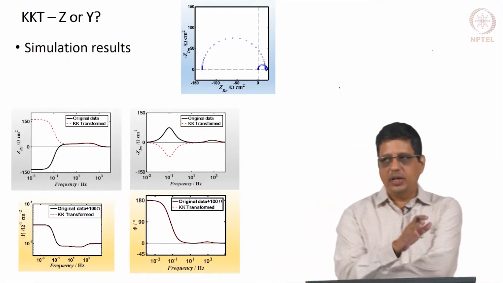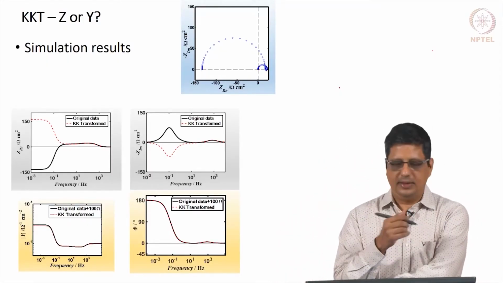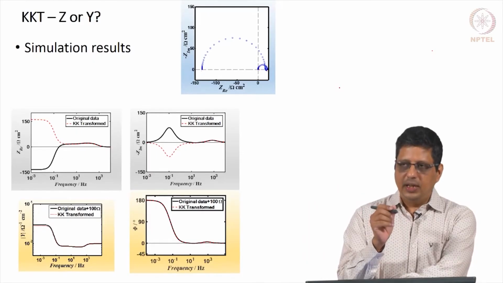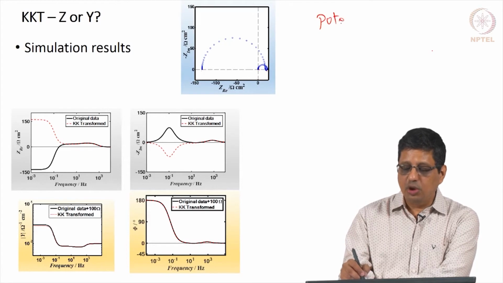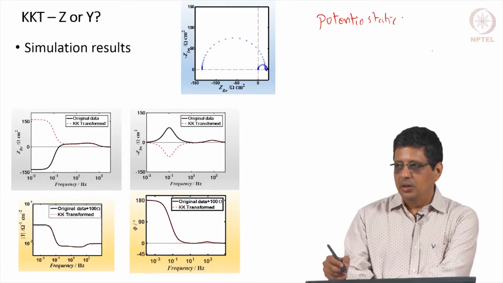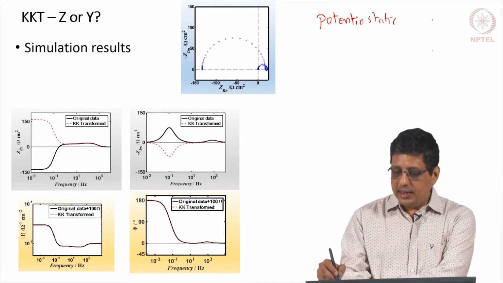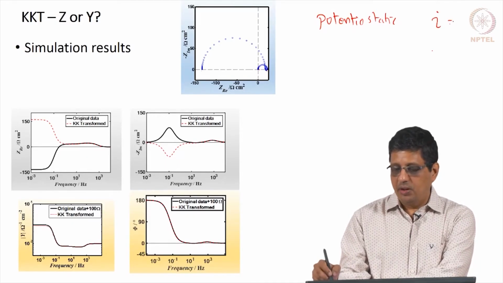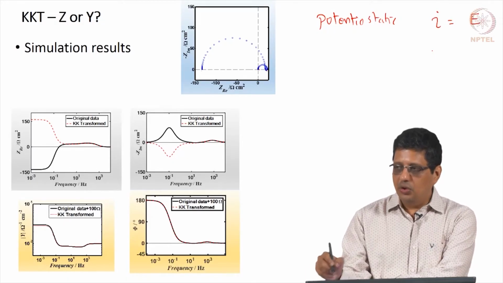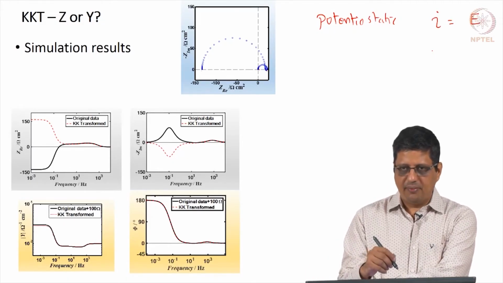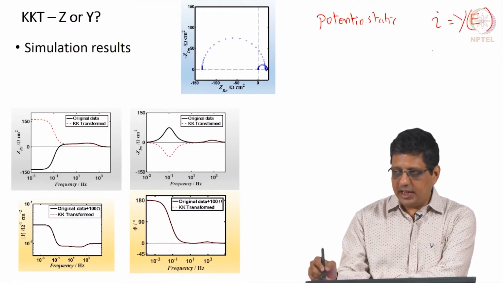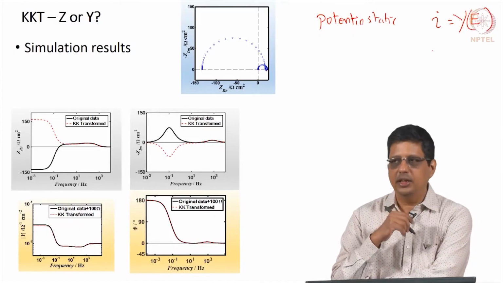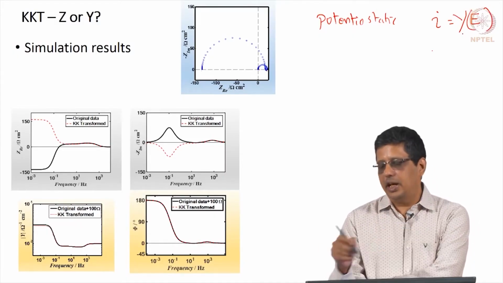In one condition we use impedance, in another condition we use admittance. If the system is stable under potentiostatic control, sometimes called potential regulation, what we measure is current, what we control is potential, and the function that transfers the potential to current is admittance.